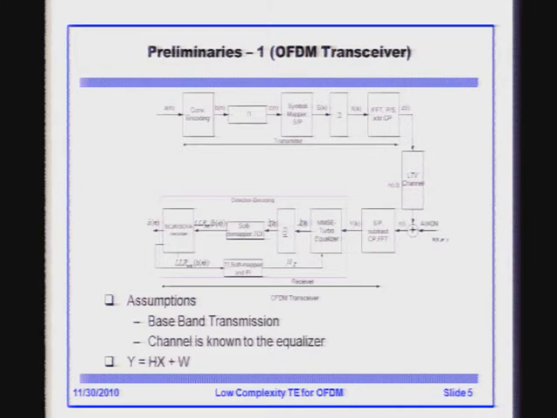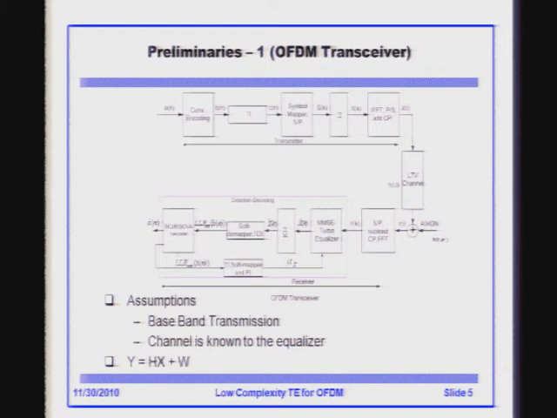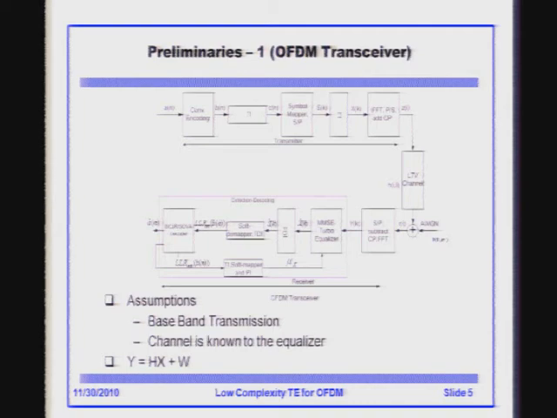Whatever the symbol estimates x hat k are, frequency de-interleaving, just the opposite of frequency interleaving, is done, and the frequency de-interleaved symbol estimates are converted to soft information, log likelihood ratios, in the soft demapper. Whatever those LLRs are, the time de-interleaved LLRs are fed to a BCJR based decoder.